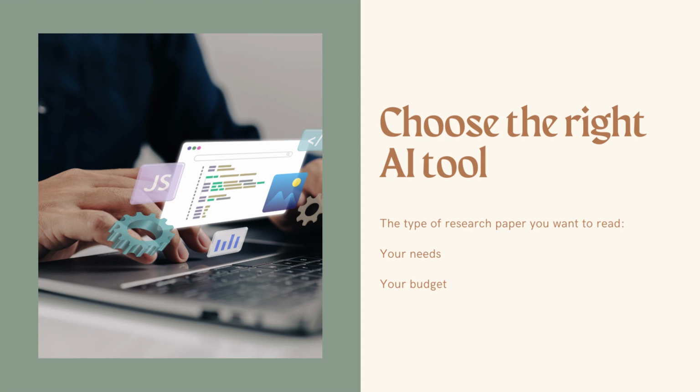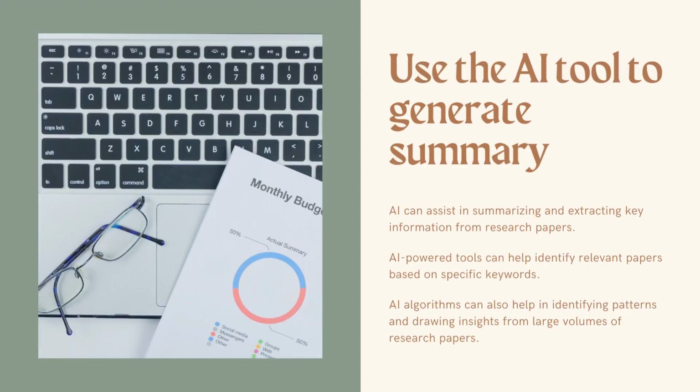Use the AI tool to generate a summary of the research paper. There are tools like explainpaper.com available online, which you can use to generate a summary of the research paper, and this will help you understand the research paper better without having to read the entire research paper.